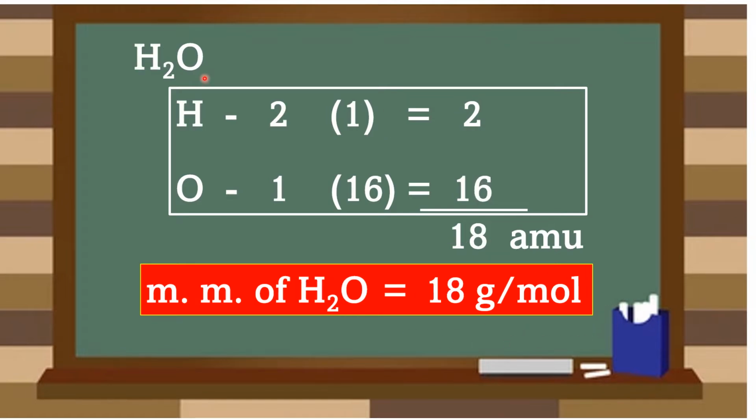Now let's try to find the molar mass of H2O or water. First is to list down all the elements present in the compound, and these are hydrogen and oxygen. Next is to identify the number of atoms in the compound. Next is to get the atomic weight or the atomic mass of the element. Then, multiply the number of atoms to each atomic weight. Sum up all the masses and then get the product. And the answer is 18 AMU or 18 grams per mole.